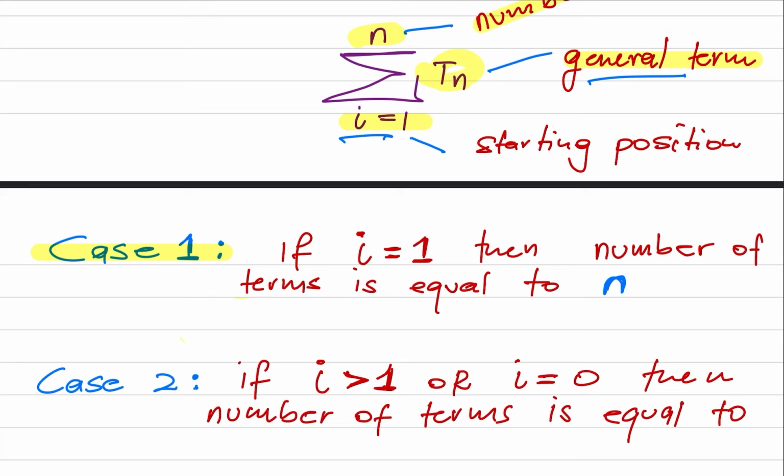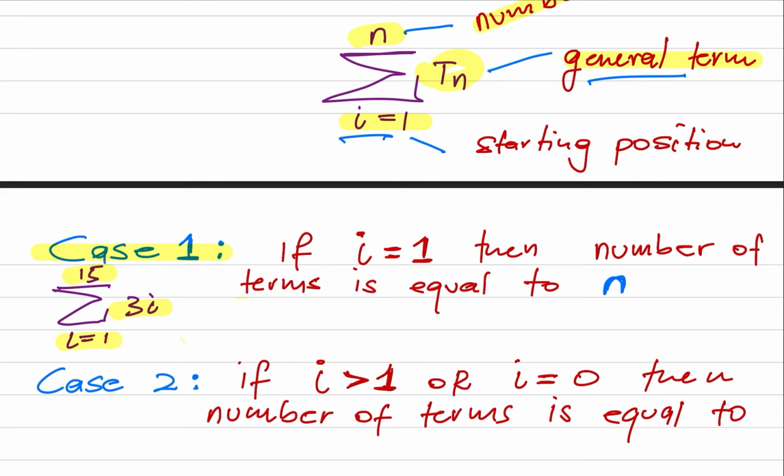What do I mean by that? Let's suppose we had sigma of this form, the sum of 15 terms all the way up to 3i. Now they say find the number of terms here. We see that we have 15 terms. Your position starts from 1, then your general term is 3i. Now, how can you find the number of terms here?